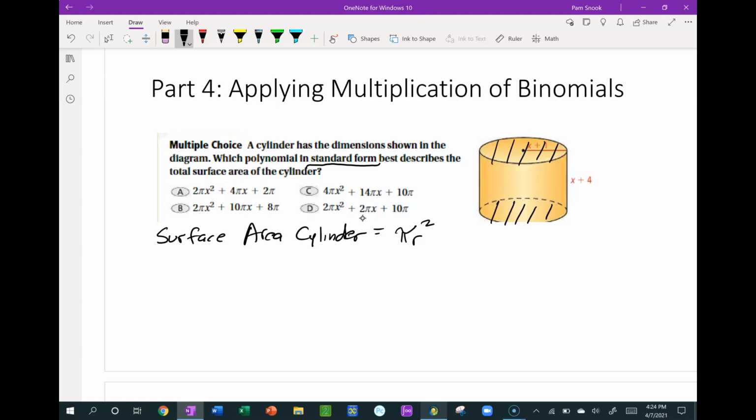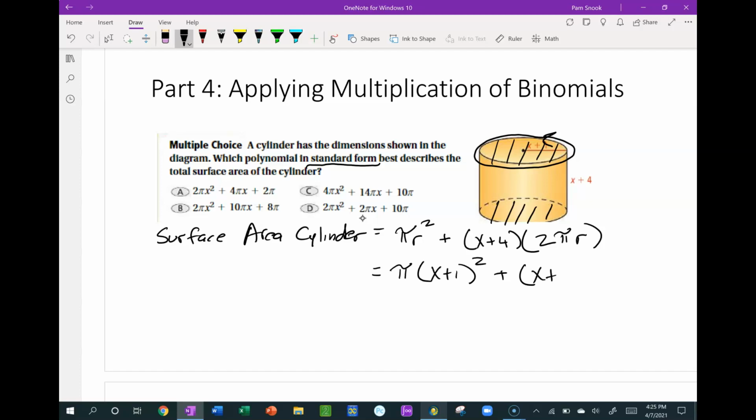And then the middle part, that's actually a rectangle. You're going to use the height, which is x plus 4, times the circumference of the circle, that's the perimeter, times 2 pi r. Now r stands for radius, and in our picture the radius is x plus 1. So I'm going to go ahead and put in x plus 1 where r was. So I have pi times (x plus 1) squared plus (x plus 4) times 2 pi (x plus 1).